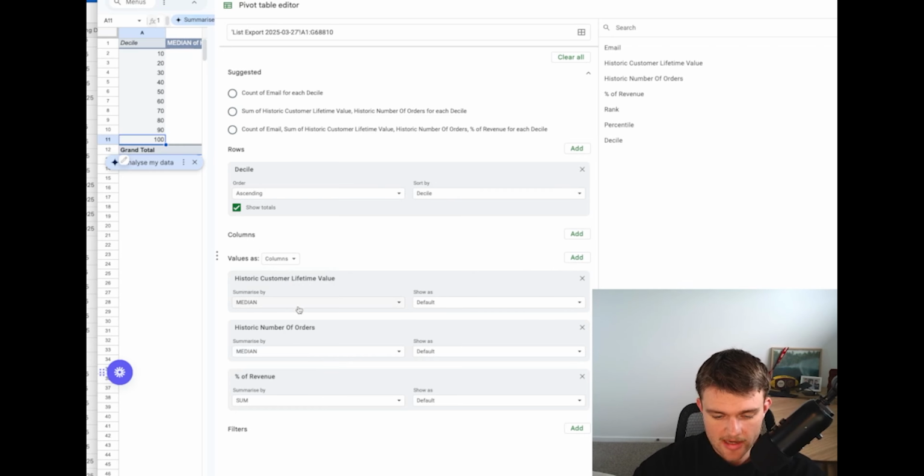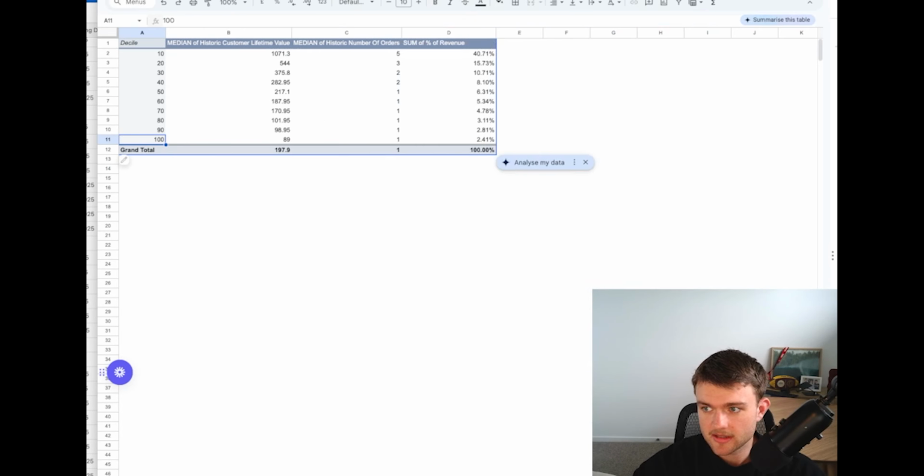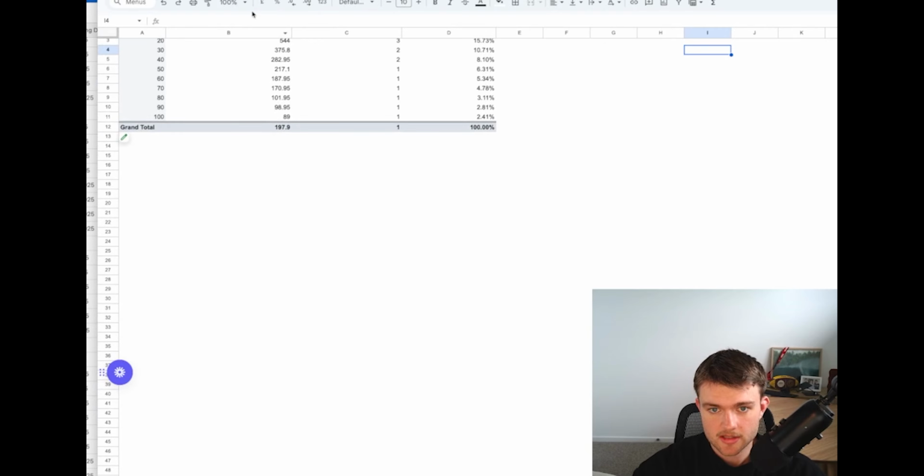Historic customer lifetime value, which is summarized by median. The reason we choose median instead of average is because there's going to be outliers in the data, and we don't really want the outliers to affect our decisions. Like there's going to be one customer who has spent an insane amount of money, and there might be one customer who spent an insanely low amount of money, but we just want a median value here. Historic number of orders, we also want to judge this by median, and then percentage of revenue. And that's just going to be good for a visual breakdown here. So now we've sort of made our pivot table. This is what you get.